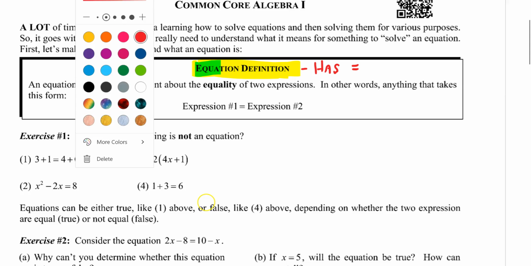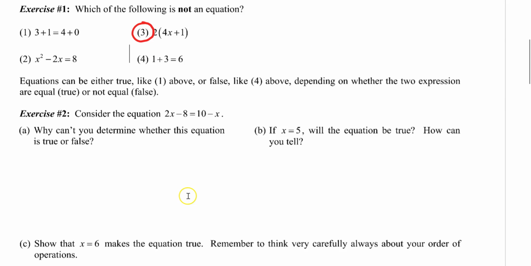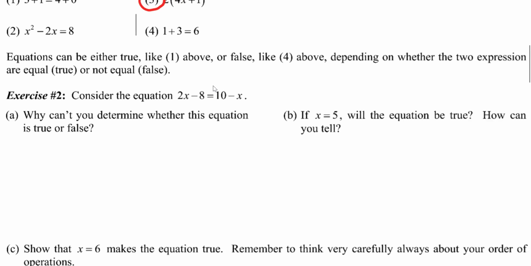There we go. And choice 3 is not an equation. No equal sign. Okay, now, once we have equations, they can be true, false, or, depending on what value we give it, it can be true or false. It doesn't have to be true. So this is kind of the problem right here.